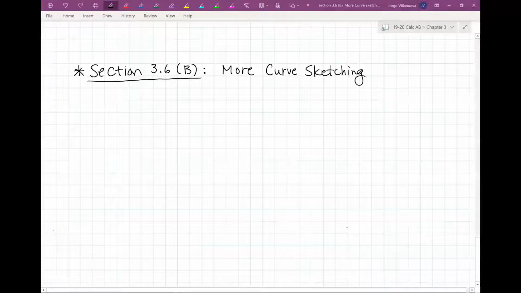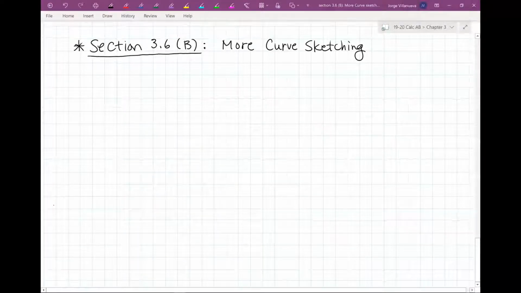All right, so for today, we're going to be working on section 3.6, part B. We'll just call it more curve sketching. Tomorrow, we'll do 3.6, part C, and we'll call that one even more curve sketching. I don't know what you say after even more, but something. An abundance of curve sketching will be 3.6D if we have to. But we're going to work on just one sketch today, okay?